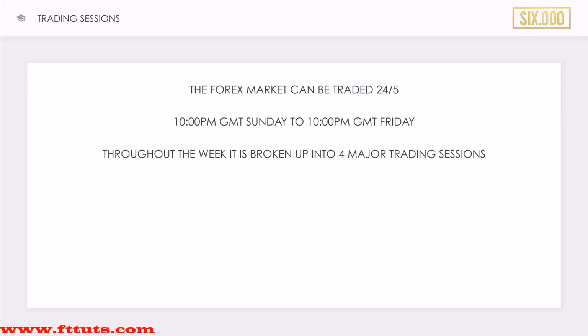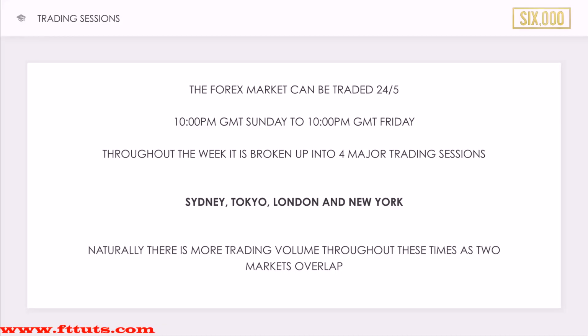Now, throughout this trading week, it is broken up into what is known as 4 major trading sessions, and this consists of Sydney, Tokyo, London, and New York. So you have the Sydney session, Tokyo session, London session, and the New York session. Naturally, there is more trading volume throughout these times as these markets overlap. So you may have the London and New York session, they overlap, therefore there is more volume during these times.